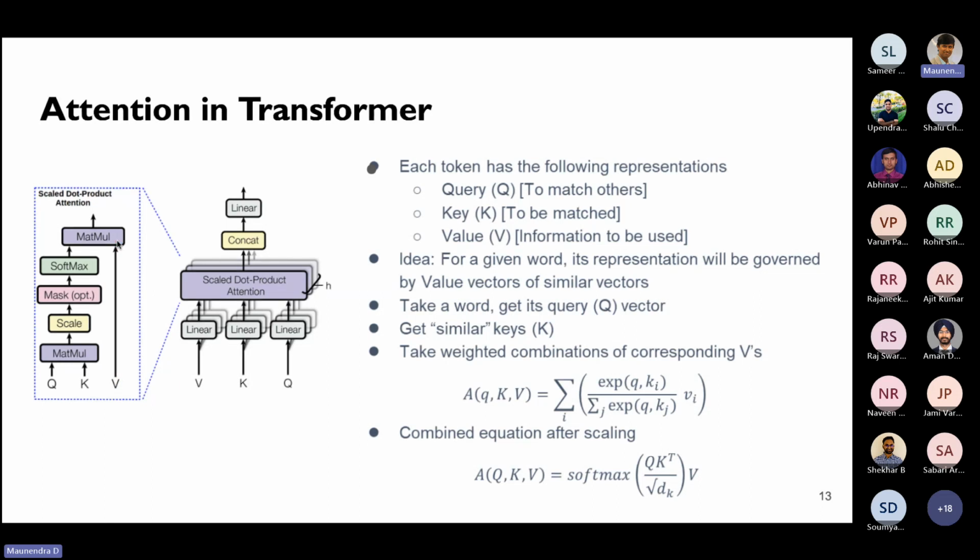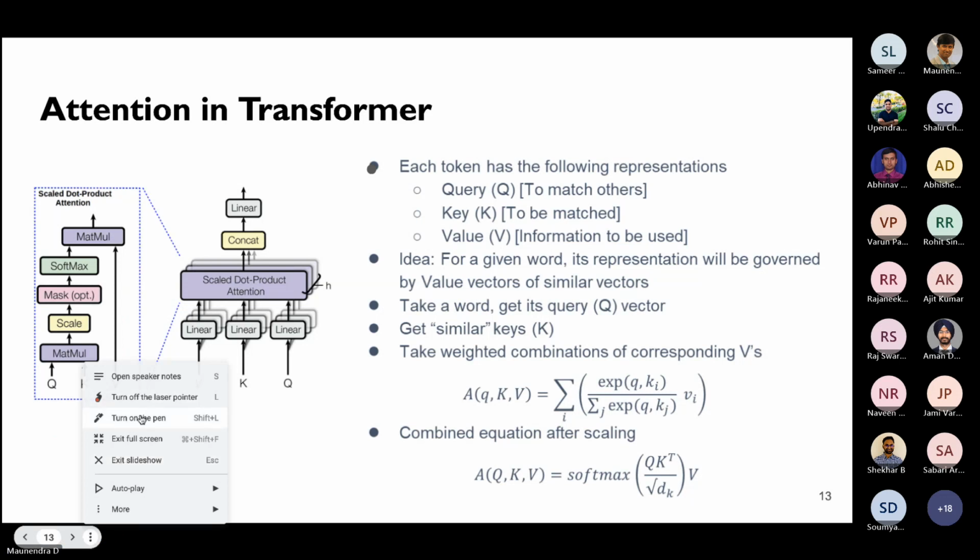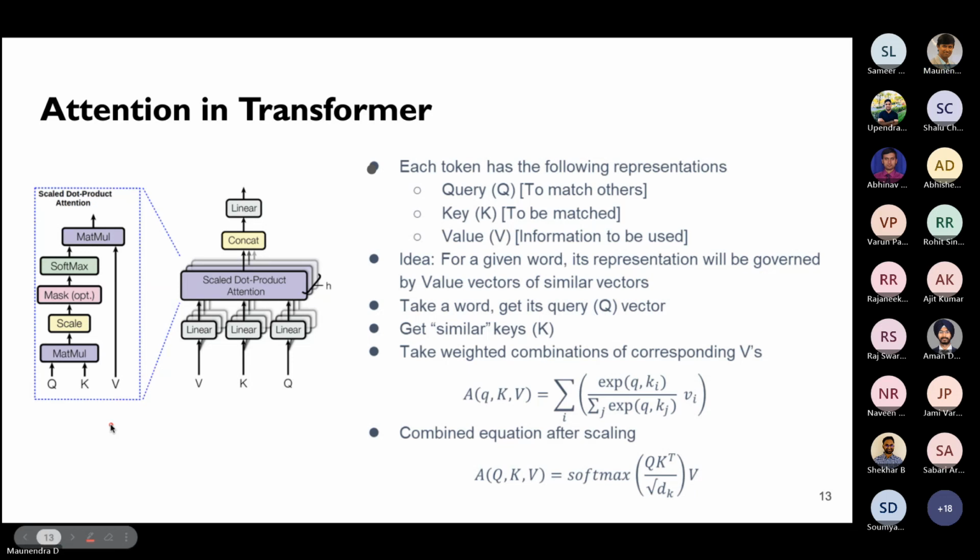If you are familiar with database terminology, suppose we have a query and a database of Q, K, and V. I'm ignoring the Q column, only writing the K and V columns. Now suppose I want to select everything that is similar to or the same as this. In a database, we will write select star from table where K equals Q. That will give us only the row for which Q and K match. Or we can write select V from table where Q equals K.